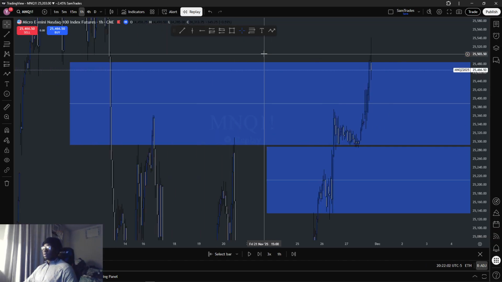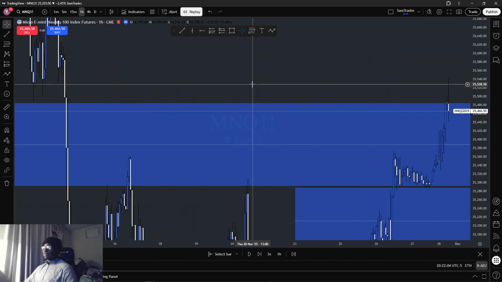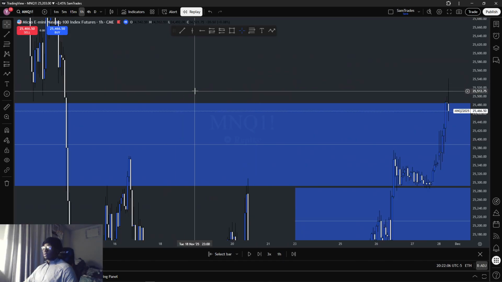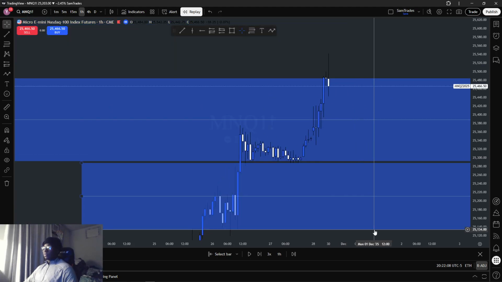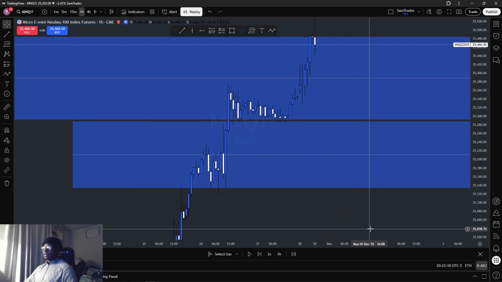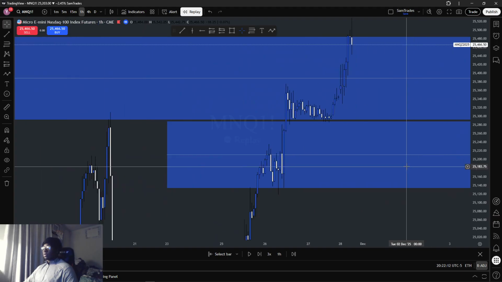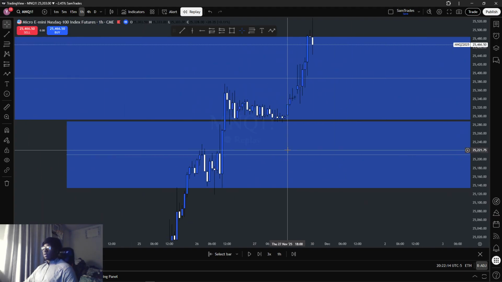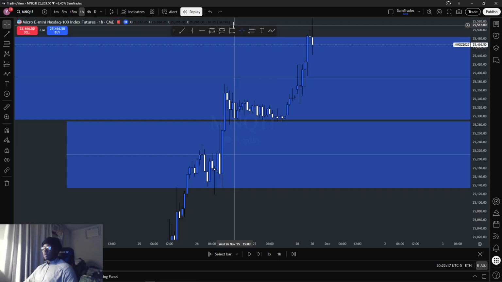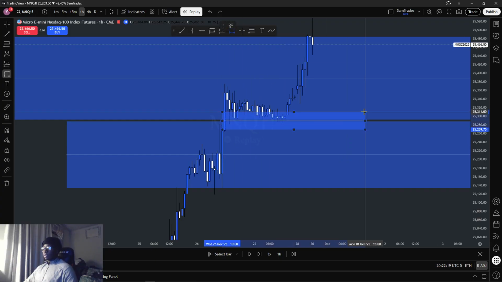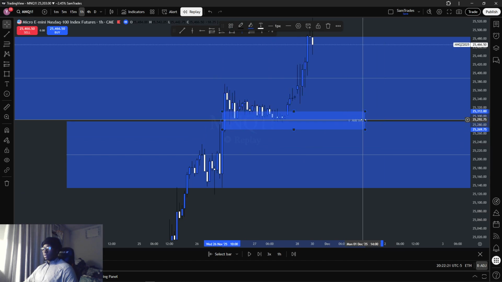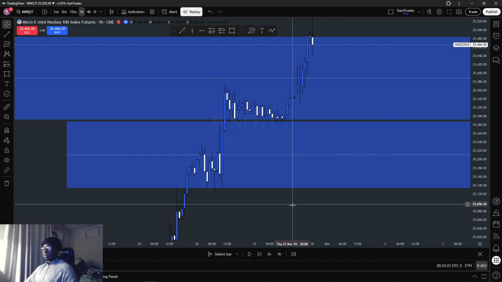Okay, there we go. So we swept the high right there. Now I want to see price come lower towards this gap, right? And now how would I take entry? I see that there's a 1 hour gap right there that was wicked, so that gap is filled.